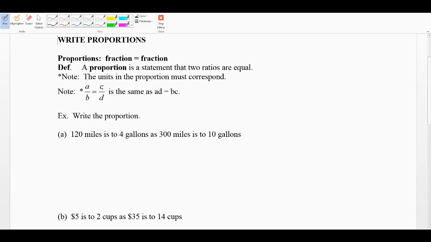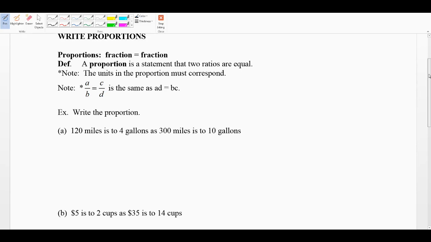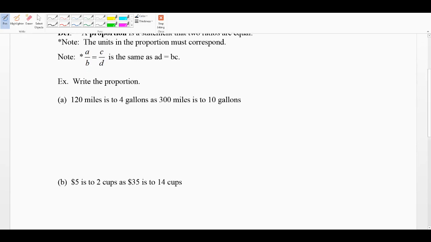And when you solve these, you do cross multiplication. But all we're going to do for these examples is write them in proportion form. So let's take a look at this example. We have 120 miles is to 4 gallons, as 300 miles is to 10 gallons. So this part is a fraction. And don't write just 120 over 4. You want to write 120 miles over 4 gallons.